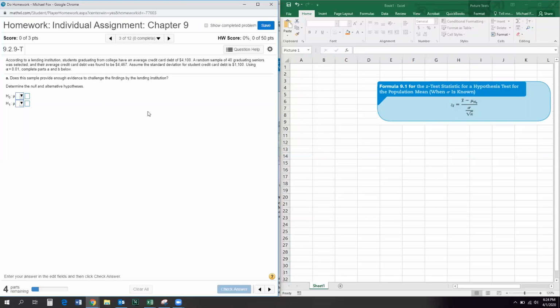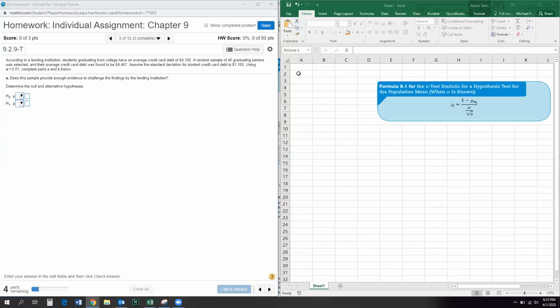Complete the parts below. So the first thing we have to identify to do this problem is whether or not we know the population standard deviation, or the sigma. And the population standard deviation is given. It doesn't say assume the standard deviation for this sample, it says assume the standard deviation for student credit card debt is $1,100. So that's the population standard deviation. Since we know that, this is the formula we will use to figure out our z-test statistic.